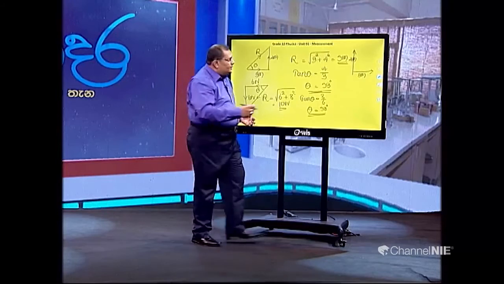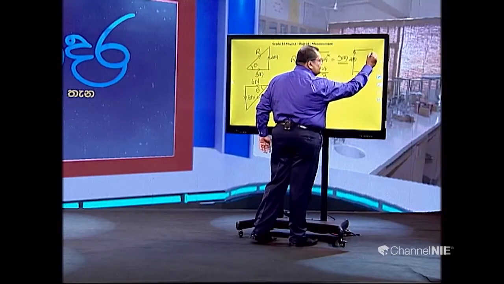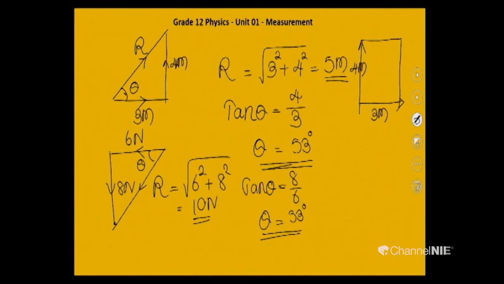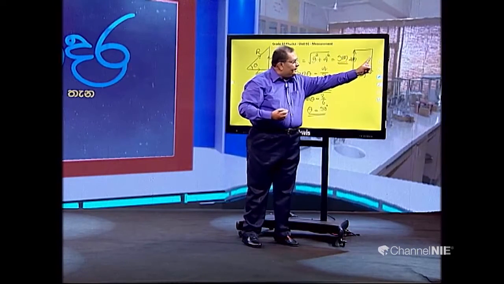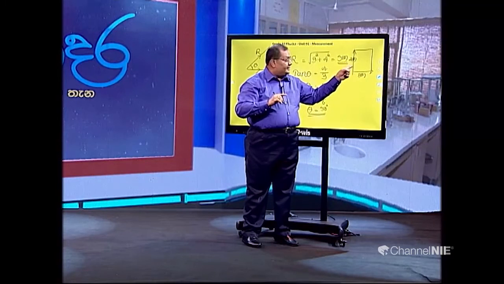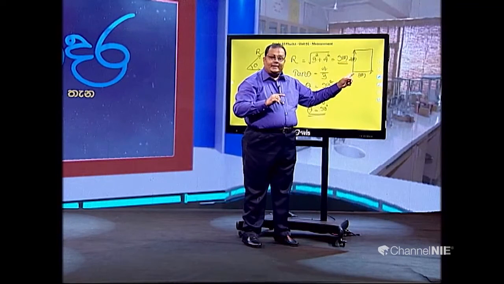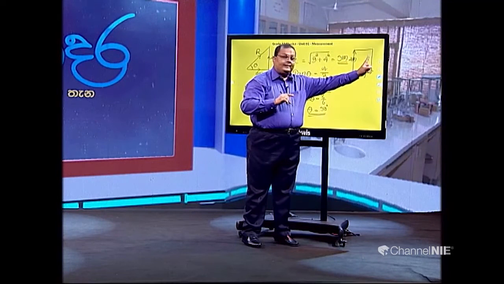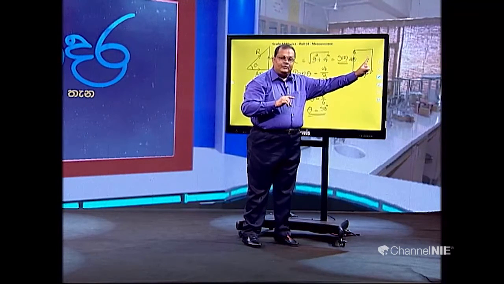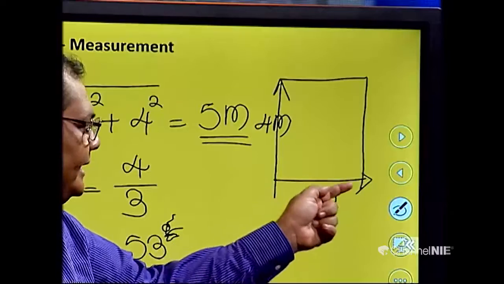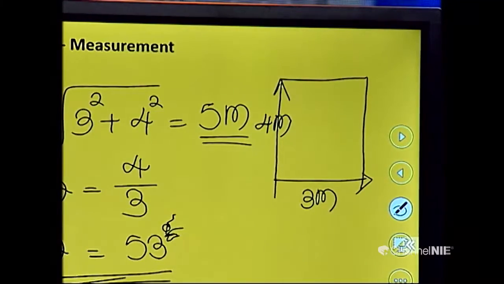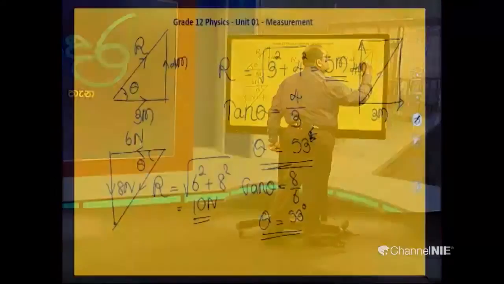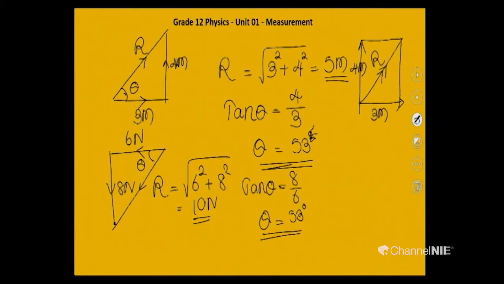Then if you are not sure, you can complete this rectangle here. And according to the equivalent vector principle, you can draw this 4 here. After drawing that 4, it is very easy to think: 3 this way, 4 this way, resultant again 5. Then the same answer, the resultant has the same value.